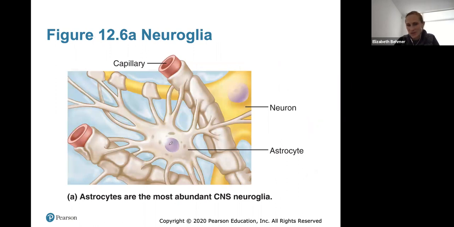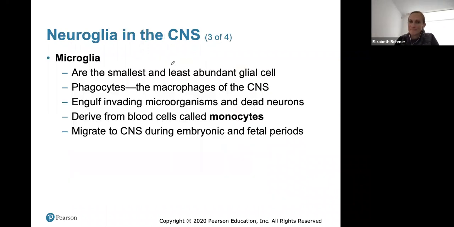Here's the cell body with the nucleus. It has these feet, called perivascular feet, and they wrap around capillaries to produce a barrier between the blood in the capillary and the brain tissue surrounding it. So we often say that astrocytes make up the blood-brain barrier. Microglia are the smallest, and the least abundant glial cell.